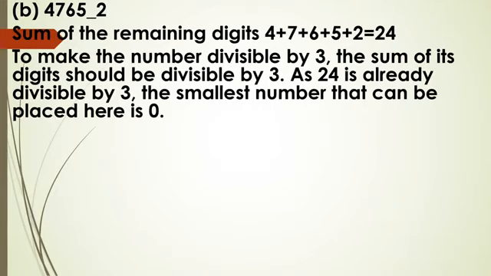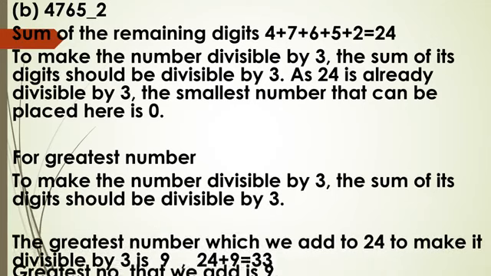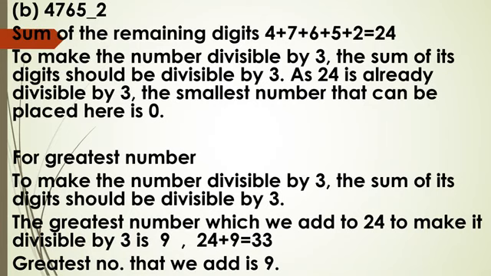Now find out the greatest number. To make the number divisible by 3, the sum of the digits should be divisible by 3. And the greatest number which we can add to 24 is 9. Check by 9. 24 plus 9 is 33. Is 33 divisible? Yes. So the greatest number that we have to add is 9.